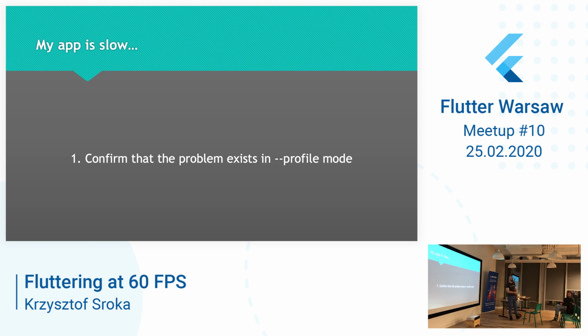in debug mode, a mode that we run all the time with hot reload and everything, we have very slow performance because there are assets, there are checks that Flutter makes, and all of this is stripped in profile mode or release mode. So your debug build can be very slow, but once you build for production, it might be super fast.